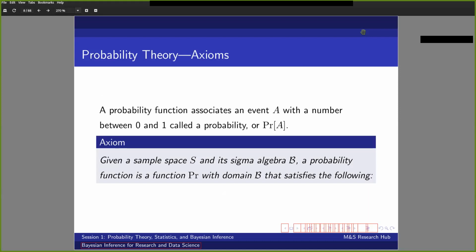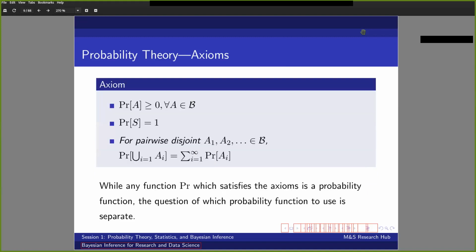Now, a probability function is a function which associates an event A with a number between 0 and 1 called the probability of A. So given a sample space S and its sigma algebra B, the probability function with the sigma algebra as its domain satisfies the following three properties. First, the probability function is non-negative. Next, the probability of the sample space is always equal to 1. And last, for pairwise disjoint events A1, A2, and so on, the probability of their union is equal to the sum of their probabilities.